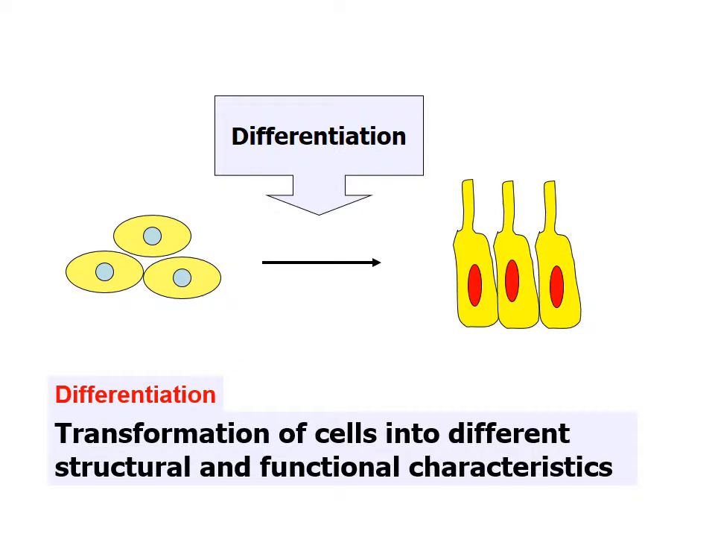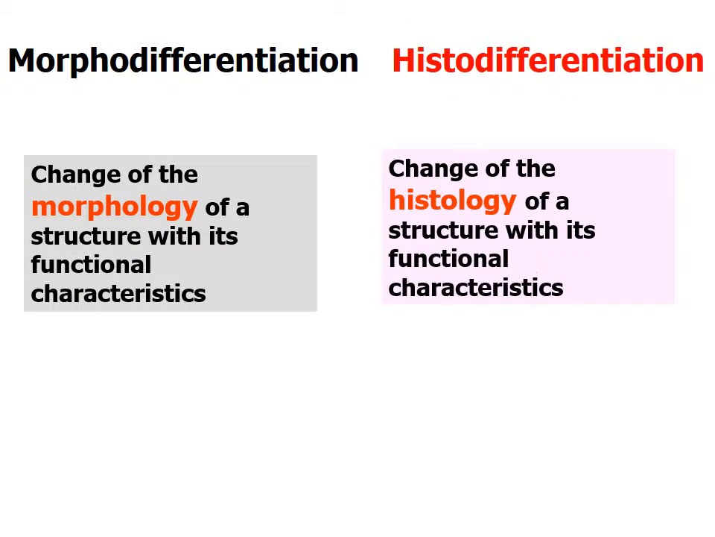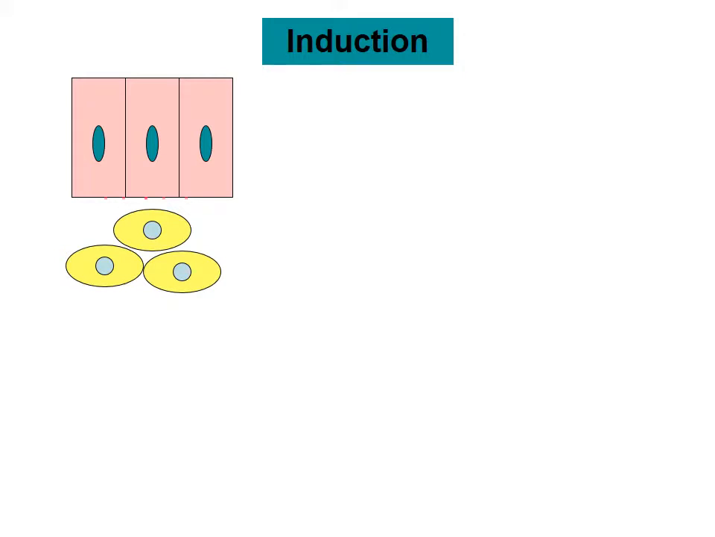Then we will see what differentiation is. It is a transformation of cells into different structural and functional characteristics. Then we will see morphodifferentiation and histodifferentiation. Morphodifferentiation is the change of the morphology of a particular structure with its functional characteristics. And histodifferentiation is the change of the histology of a particular structure with its functional characteristics.